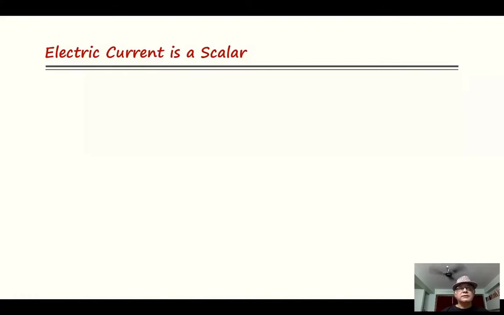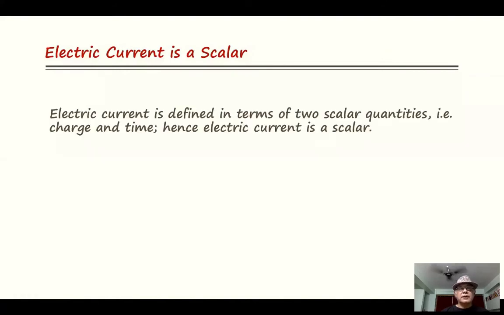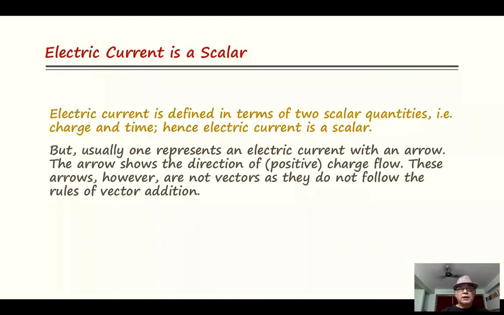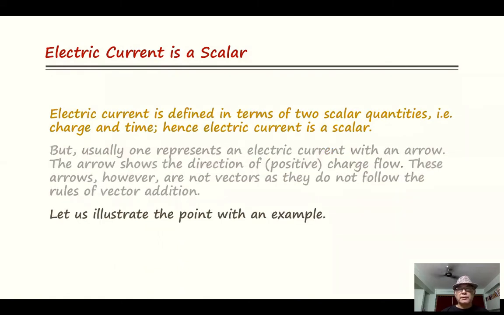Electric current is a scalar. Electric current is defined in terms of two scalar quantities, that is charge and time. Hence, electric current is a scalar. But usually one represents an electric current with an arrow. The arrow shows the direction of positive charge flow. These arrows, however, are not vectors as they do not follow the rules of vector addition. Let us illustrate the point with an example.